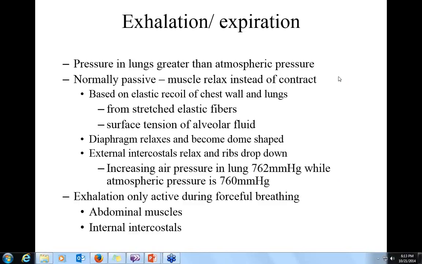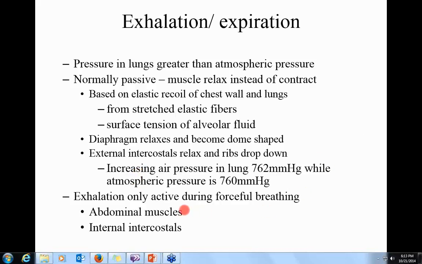Again, the purpose of expiration is to make the pressure in the lungs greater than atmospheric pressure. It is normally passive. It's based on recoil of the elastic fibers, surface tension in the alveolar fluid. Remember, the lungs are covered in fluid, not a lot, but just enough. The diaphragm relaxes. The external intercostals relax. And again, as these two muscles relax, you increase pressure, air pressure in the lungs, and that causes expiration.